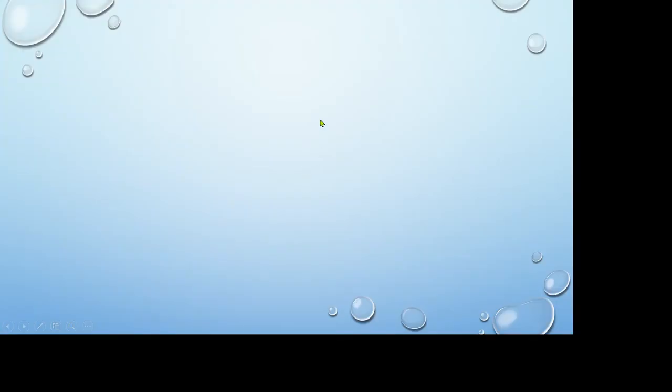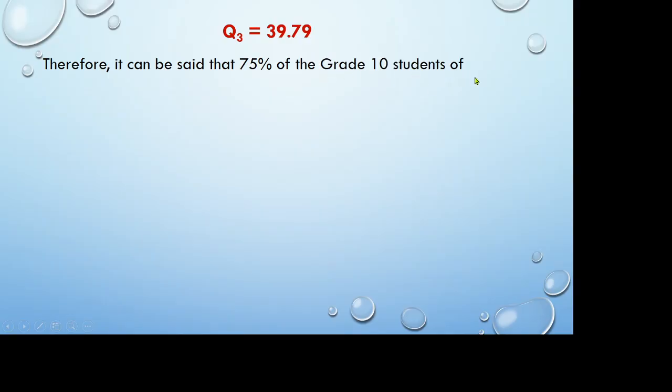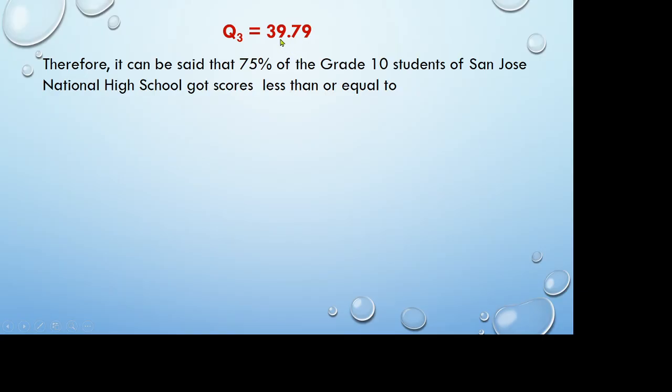So, for the interpretation, so, alam natin pag Q sub 3, that is equivalent to 75%. So, it can be said that 75% of the grade 10 students of San Jose National High School got scores less than or equal to 39.79 in NCAI. Yan. So, dahil meron na kayong pattern, papalitan na lang natin dito sa 75% at dito sa 39.79 sa susunod na interpretation. So, magiging 62% na siya.